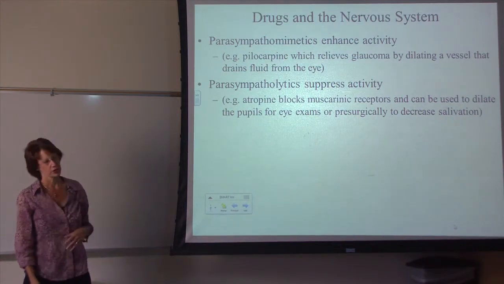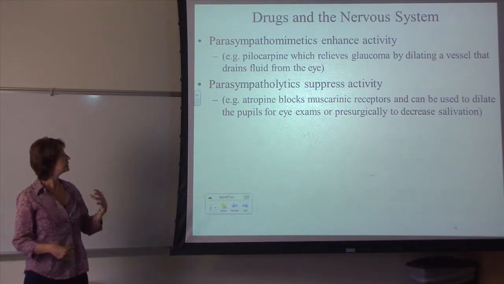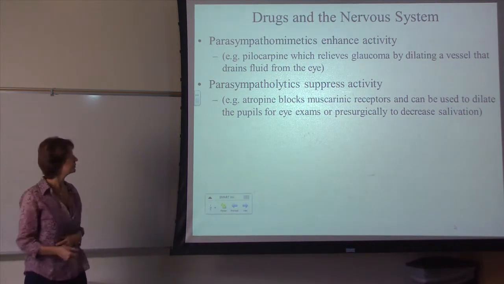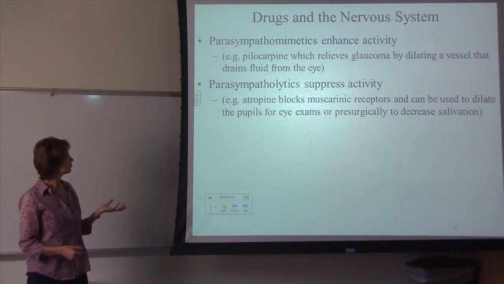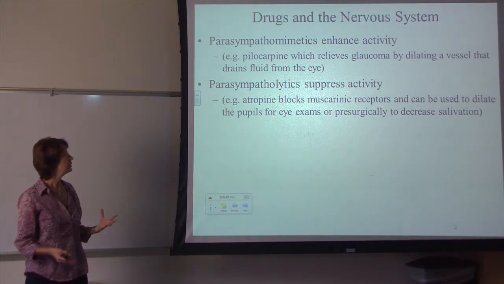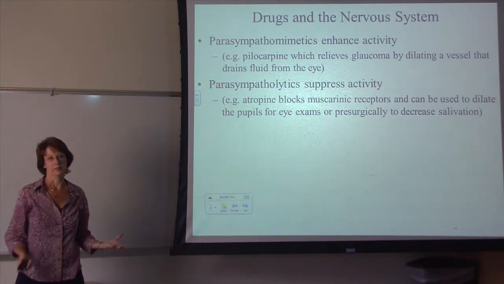You can also get drugs that will suppress parasympathetic activity. They're called parasympatholytics, so lysis or stopping of the parasympathetic system. There's a drug called atropine that will block muscarinic receptors that they can use to dilate pupils for eye exams as one example. There are many more.